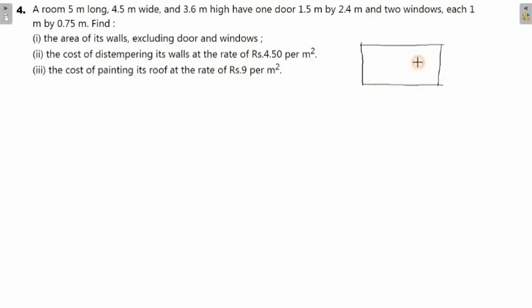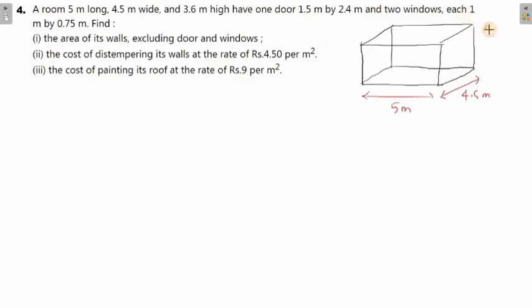There's a room, and all of you know the shape of a room will be of a cuboidal shape, isn't it? So this is my cuboidal shaped room. Now in this room, its dimension is given: 5 meter long, so from here to here is 5 meter. Its width is given as 4.5, that means from here to here is 4.5 meter, and its height is given as 3.6. So this is your 3.6 meter.